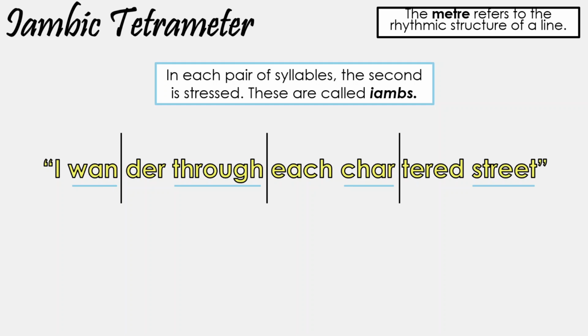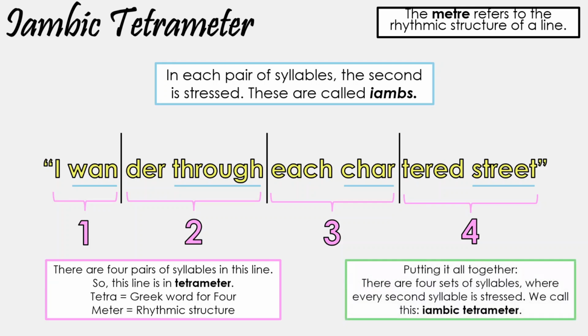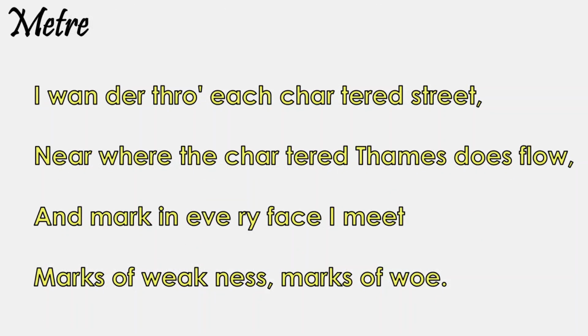Then we note that there are 8 syllables in the line, or 4 pairs of syllables. The Greek word for 4 is tetra, and we're discussing the meter of the line, so we call this tetrameter, which just means 4 sets of 2 syllables. And because every second syllable is stressed, it's called Iambic Tetrameter. Now that we get Iambic Tetrameter, we can dive a little deeper.